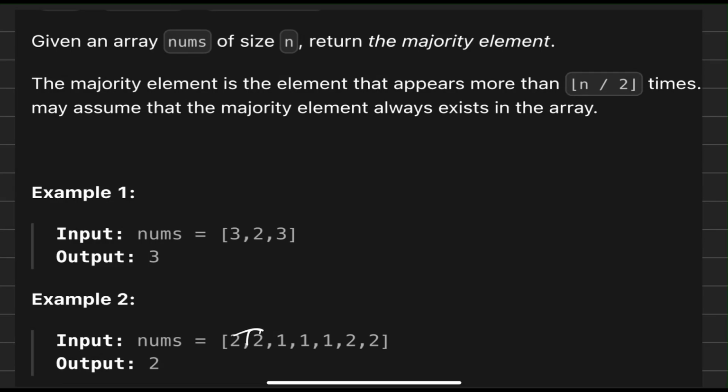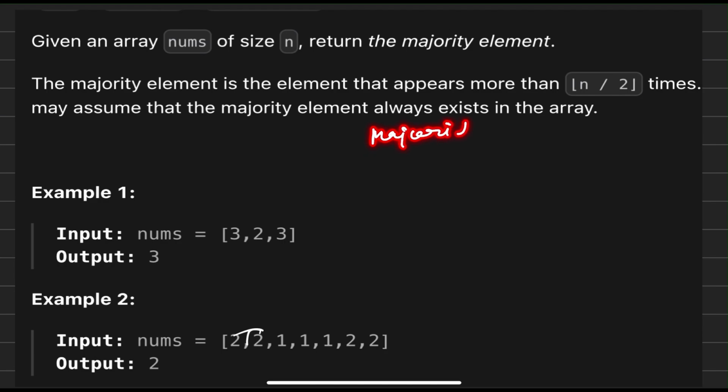Hello guys. So today we have this problem, majority element. Okay, so this is the problem from LeetCode. In this problem we have to just return the majority element. So what is a majority element? The majority element is the element which appears more than n by 2 times. Those elements who appear more than n by 2 times, that number is called the majority element.